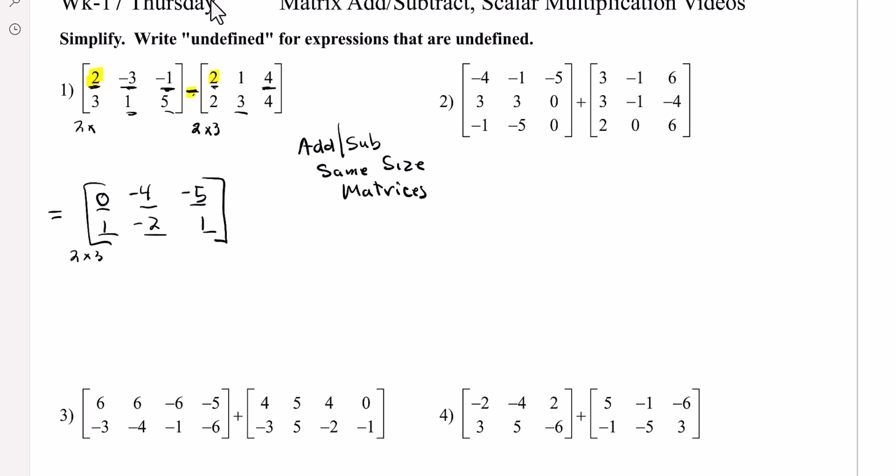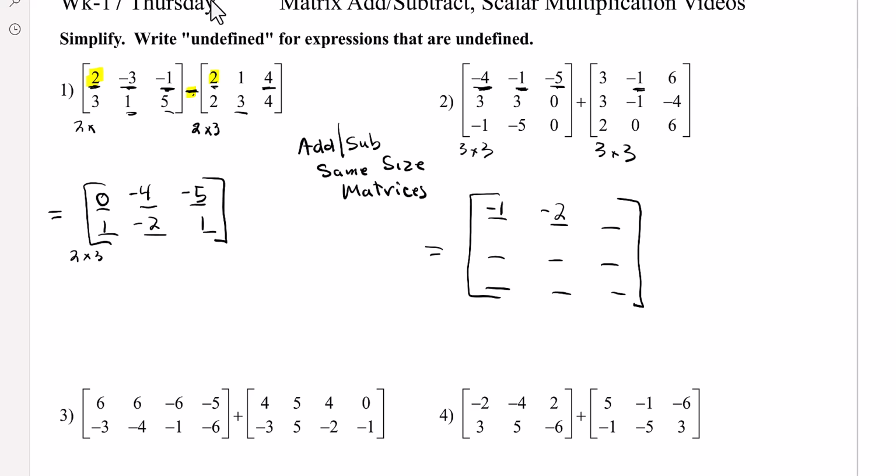Now, over here, notice 3 rows, 3 columns. So each of these is a 3 by 3. So then the answer will be a 3 by 3. And I do recommend that you do this. It'll help you kind of keep track. So we have -4 plus 3, -1. -1 plus -1, -2. -5 plus 6 is +1.